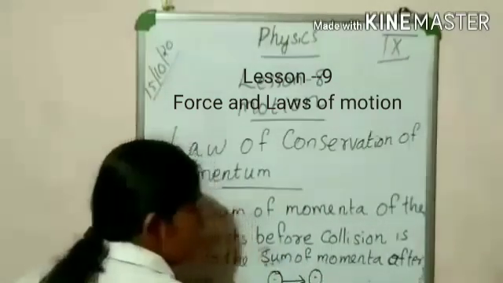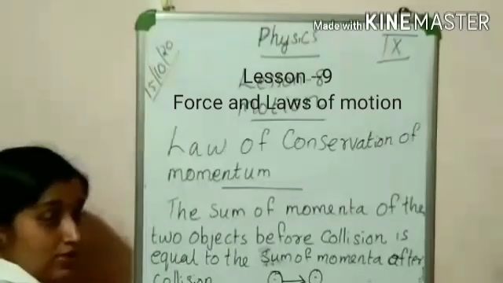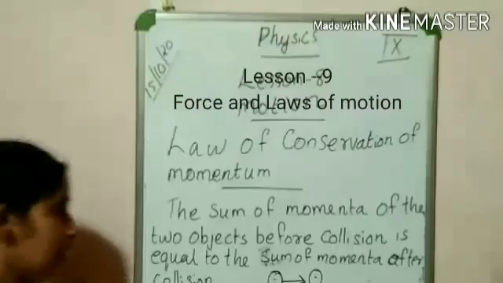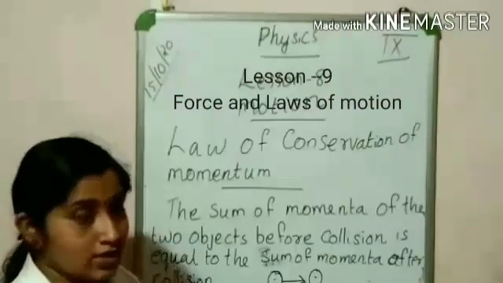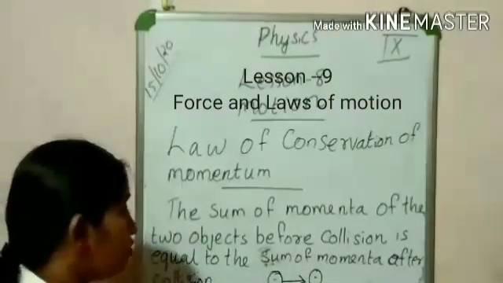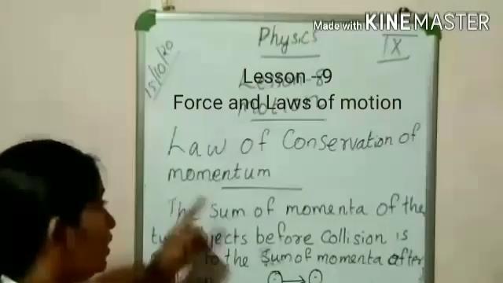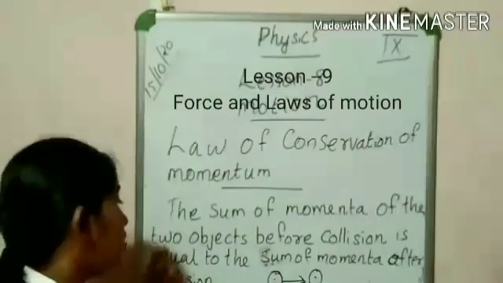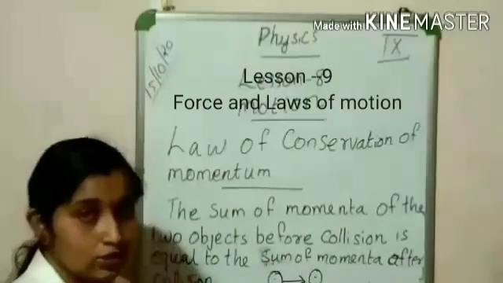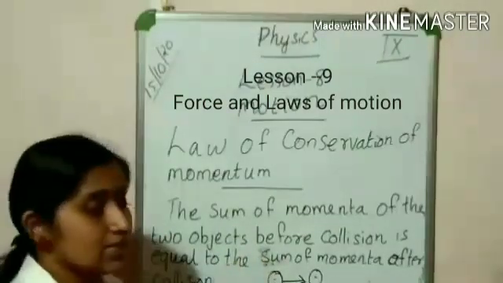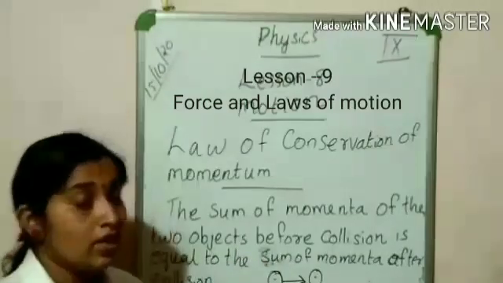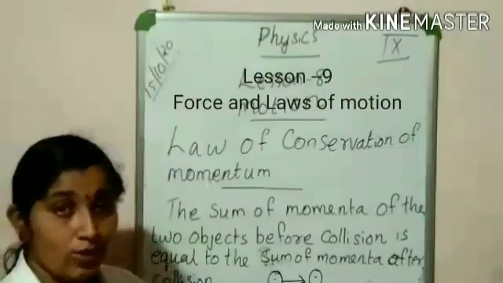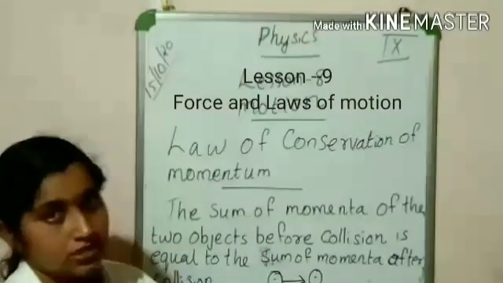Here the force is equal. There is no external force acting on it. Here the magnitudes of the forces are equal. So the law of conservation of momentum states that the sum of momentum of the two objects before collision is equal to the sum of momentum of the two objects after collision, if there is no external force acting on it.